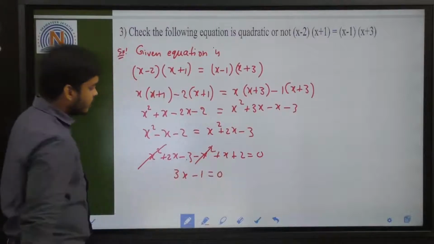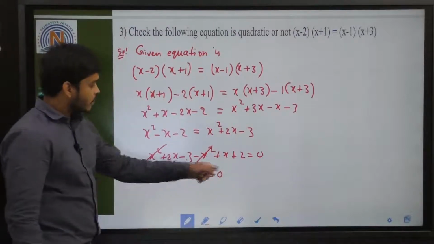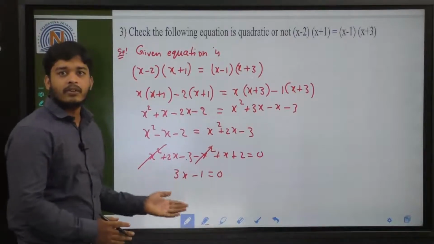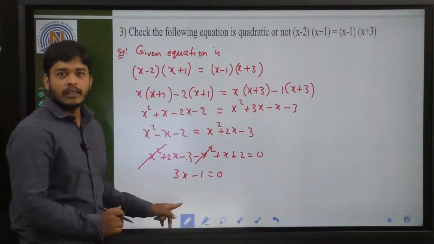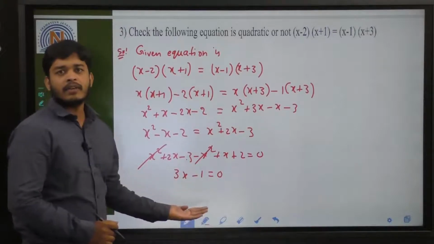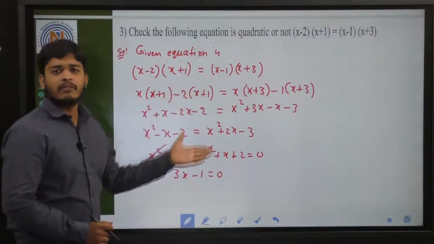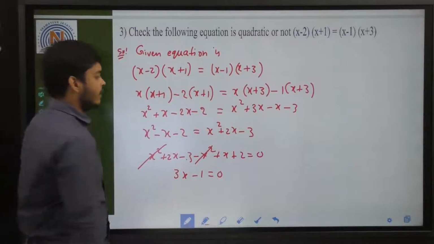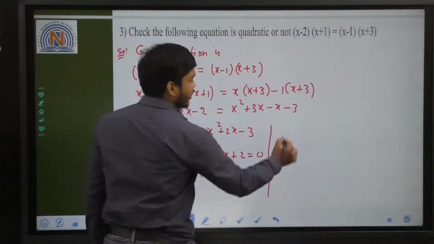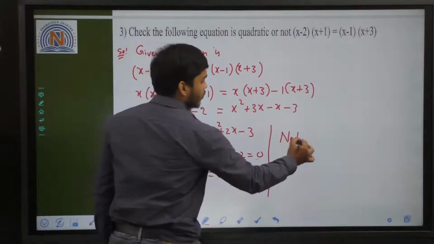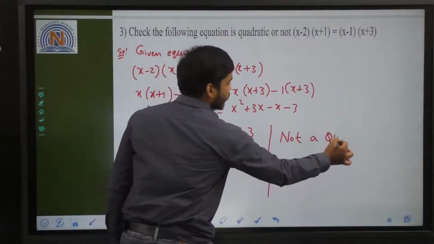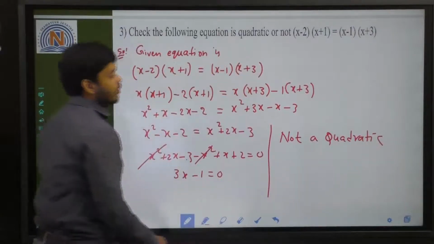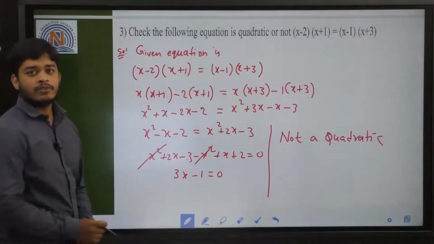See here if you observe, the equation 3x minus 1 equals 0 is not a quadratic equation. Why? The degree of the equation is 1. It is a linear equation. So if we simplify this equation, we are getting a linear equation. So the given equation is not a quadratic. Now coming to the next question.